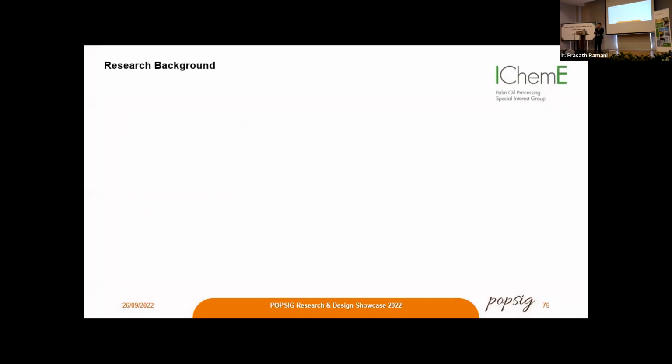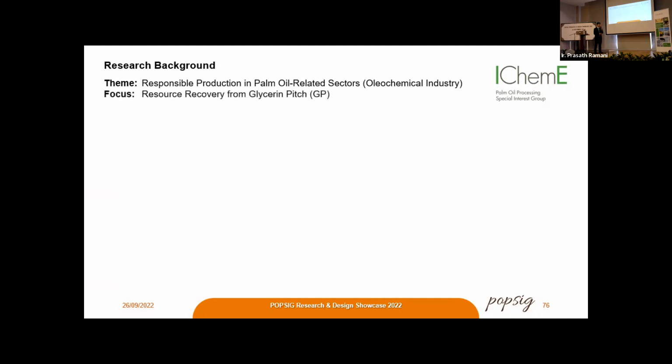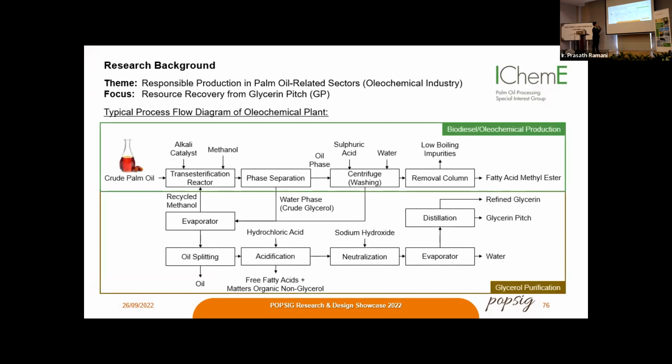To begin, the research background relates to the theme of responsible production in the palm oil related sectors, specifically in the oleochemical industry, where our main focus is on the resource recovery from glycerin pitch. In a typical oleochemical plant, crude palm oil is used in the transesterification process to produce fatty acid methyl esters. One of the main byproducts of the transesterification process is known as crude glycerol, which is typically purified to produce refined glycerin to be sold off to other industries.